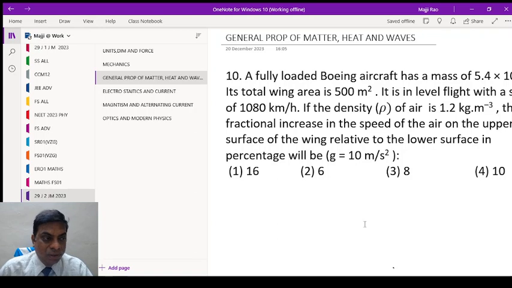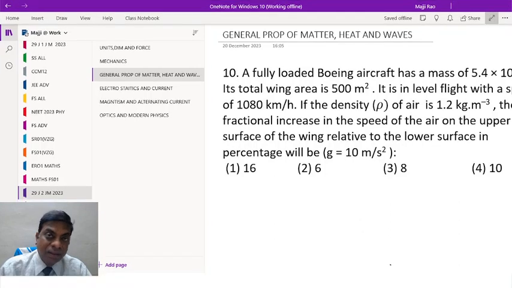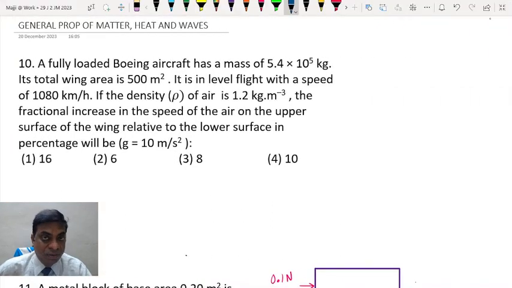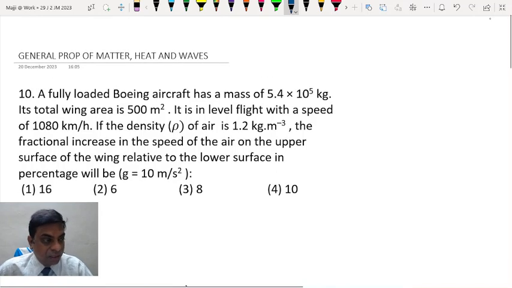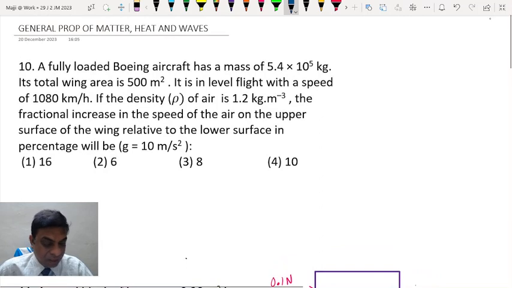Today I have come with questions from general properties of matter, heat and waves. These questions have been picked from the second session, or the afternoon session, of 29th January 2023 JEE Mains. So let us discuss them one by one. So here comes the first question.